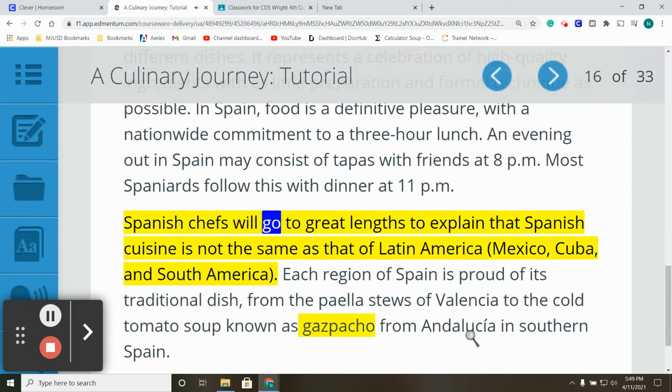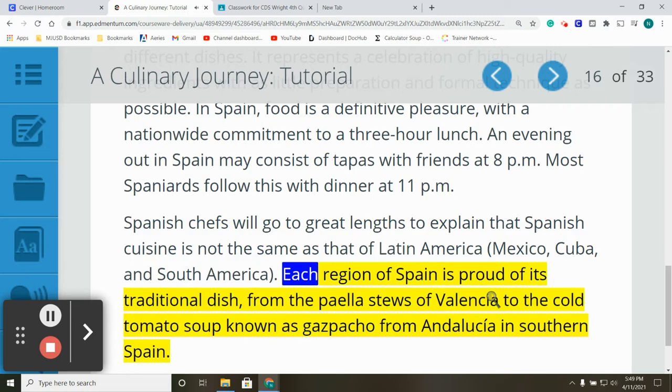Spanish chefs will go to great lengths to explain that Spanish cuisine is not the same as that of Latin America, Mexico, Cuba, and South America. Each region of Spain is proud of its traditional dish, from the paella stews of Valencia to the cold tomato soup known as gazpacho from Andalucía in southern Spain.